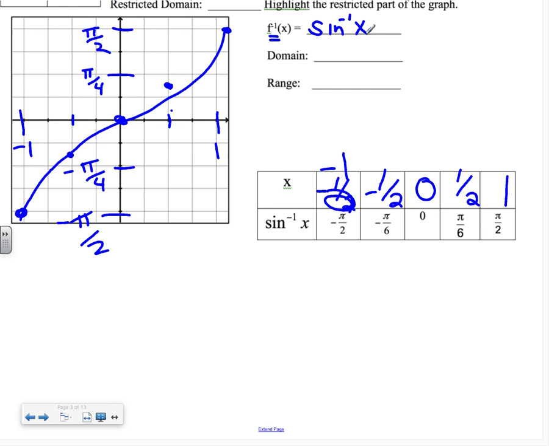All right. What's the domain of this graph? Where does x go from? Domain's x. Watch, be careful. I'm going to switch, right? Negative 1 and 1. All right, and what's the range? Negative pi over 2 to pi over 2.